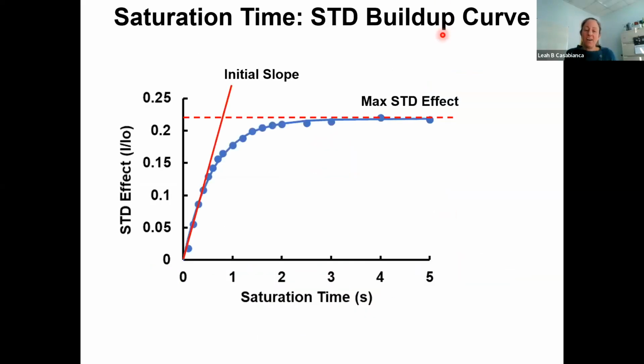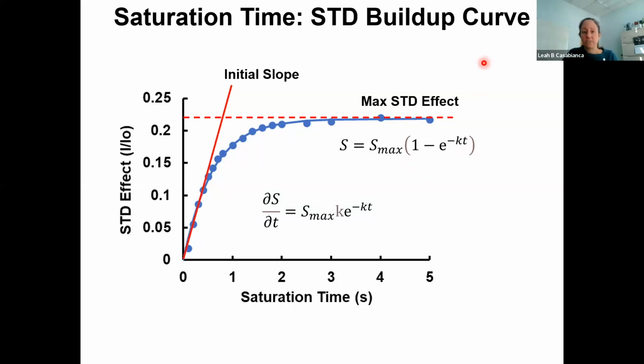So looking at all of these different influences, the first is the saturation time. If we create an STD buildup curve, so if we measure the STD effect as a function of saturation time, it will eventually reach a maximum, which we'll call the maximum STD effect. And there's also an initial slope of this STD buildup curve. So we'll see why this is important in a minute. But we can model this exponential buildup as the STD effect being equal to the maximum STD effect times 1 minus e to the negative kt.